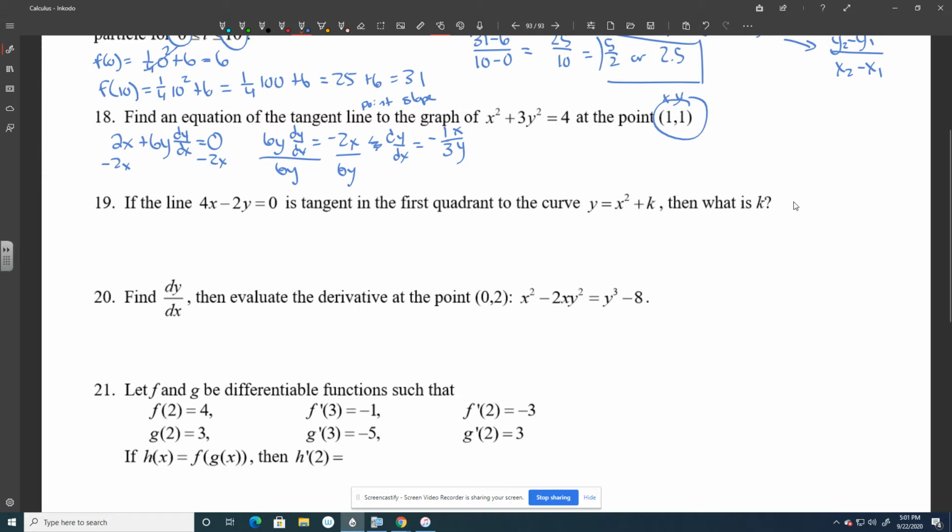So now if I plug in the 1 and the 1, this just becomes negative 1 times 1 on top and 3 times 1 on the bottom, which is just negative 1/3. So that's going to be my slope that I want to use. So I've got all the information I need. I just plug it into my point slope formula. So y minus 1 is equal to my slope, negative 1/3, times x minus 1.